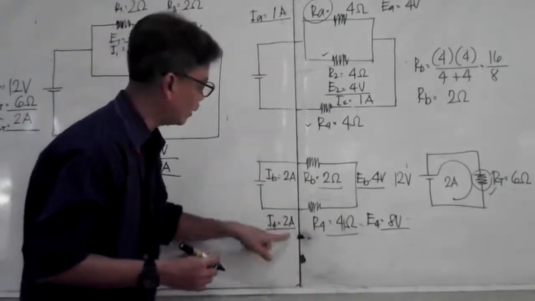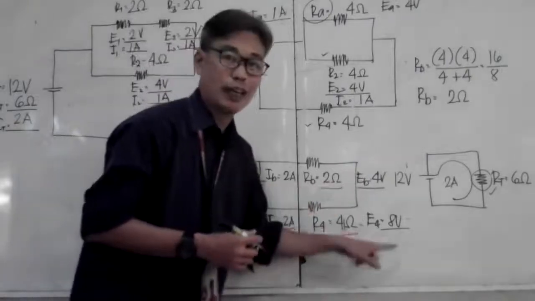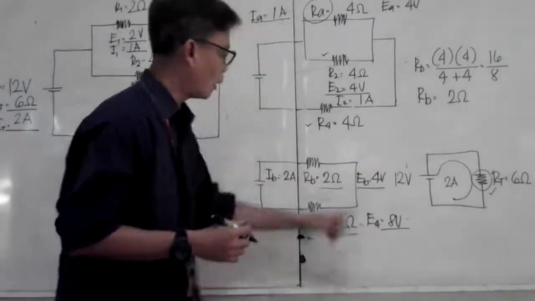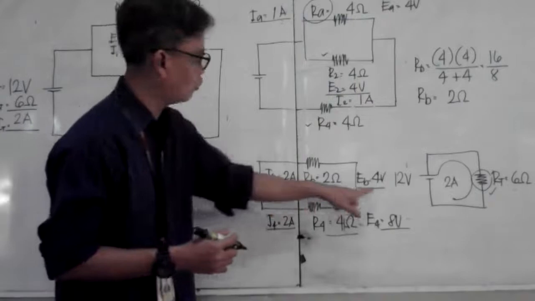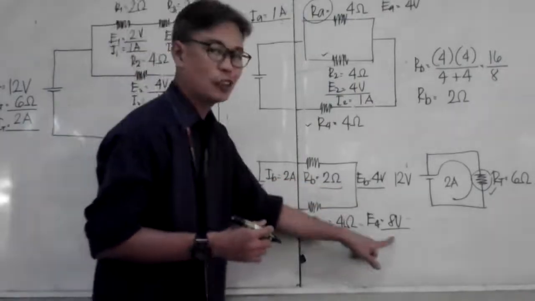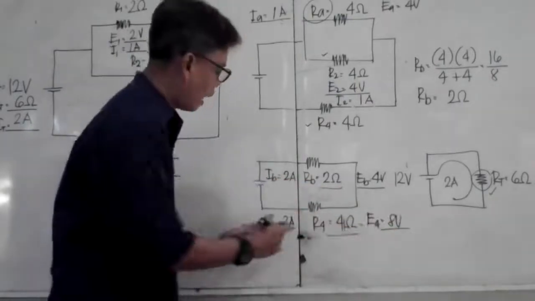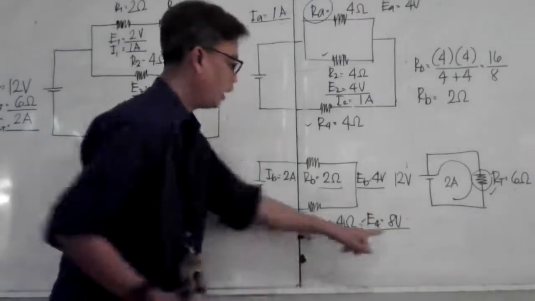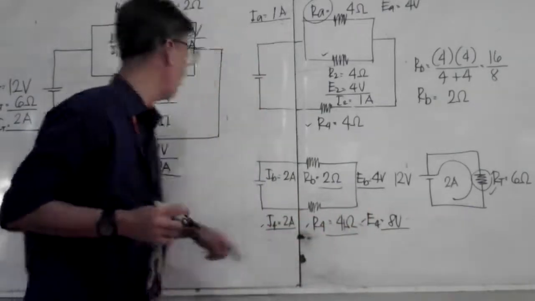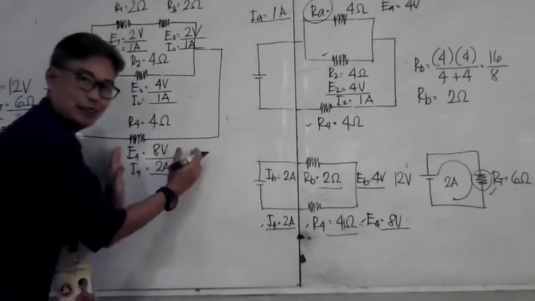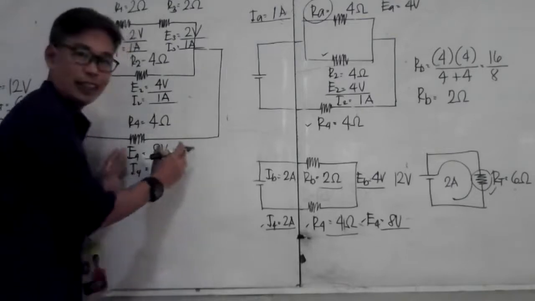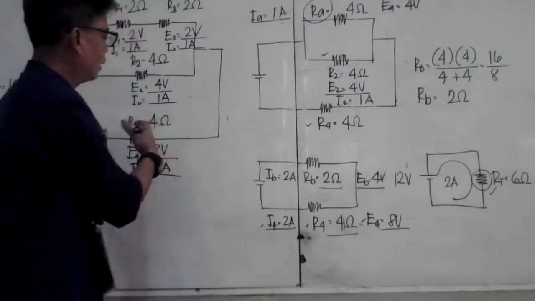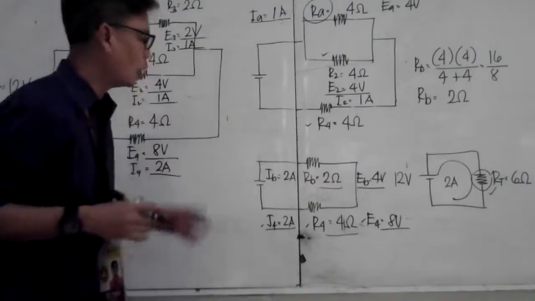Kung meron ka nang current, meron ka nang resistance, you can solve for the voltage. Okay, now pag-solve ng voltage mo, that is just 2 times 2, 4, and 2 times 4, 8. So, meron ka nang values. So, R4 mo ngayon, nakuha mo na yung E4 and I4. So, pwede mo nang ilagay dito sa answer mo, sa final diagram. So, given problem. Okay? So, we continue.